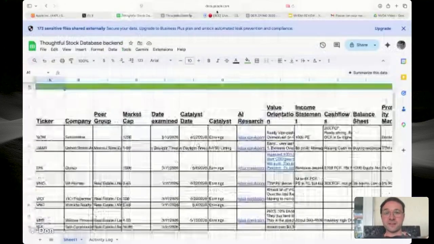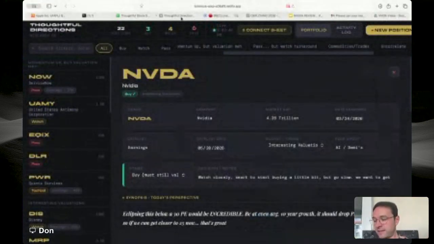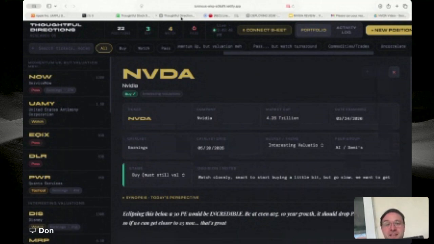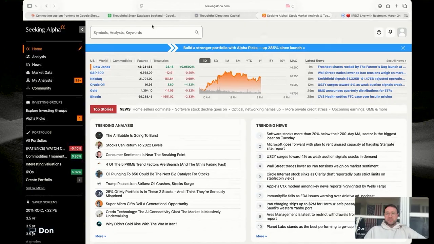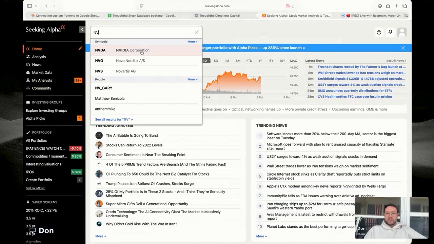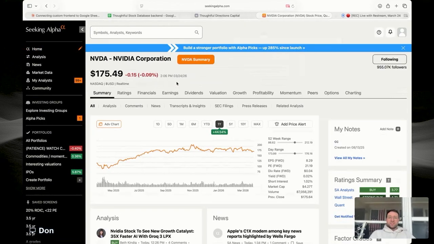So today I thought we'd break down Nvidia and go into how I use this database to organize my thoughts and keep everything together. All right, let's jump in. What we're going to do is we're going to actually go through looking at how I would use this. So I'll start with Nvidia.